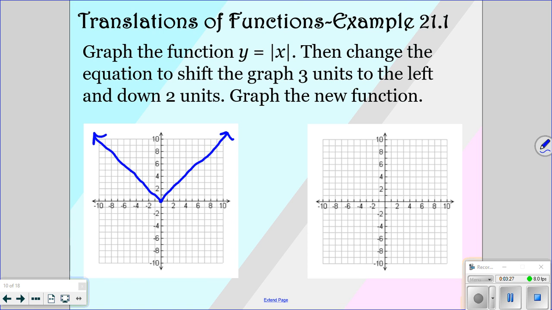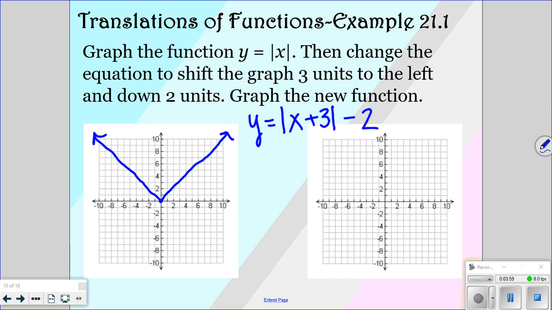Then change the equation to shift the graph 3 units to the left and 2 units down. So we want to make our new equation. If it's changing it to the left or right, it's going to be inside of the absolute value. So it says 3 units to the left. So if it went to the left, that wouldn't be a negative, that would become a plus 3. And then if it shifted it down, that goes on the outside. If it's up, it's positive. If it's down, it's negative. So down 2 would be minus 2.